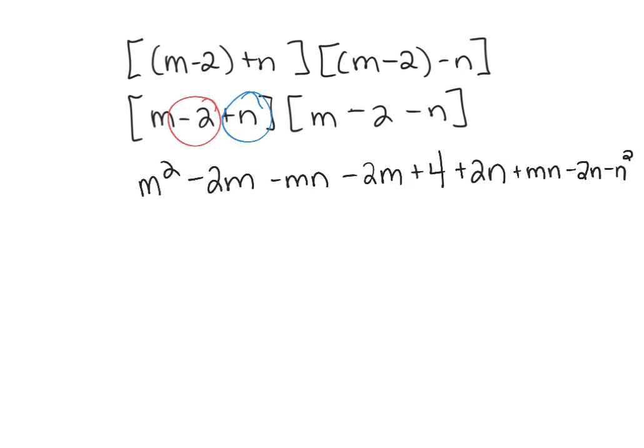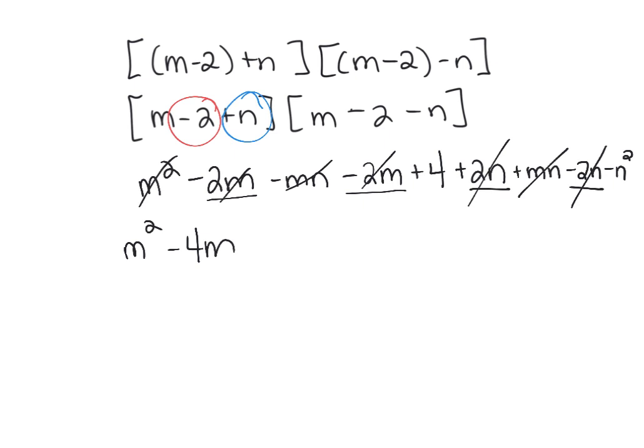The last thing we do is look for like terms. I only have the 1m squared, but I have a negative 2m and a negative 2m, so I have a minus 4m. Then I have a negative mn and a positive mn. Those are just going to cancel. We have a 2n and a negative 2n. Those will cancel, leaving us with a minus n squared and a plus 4.